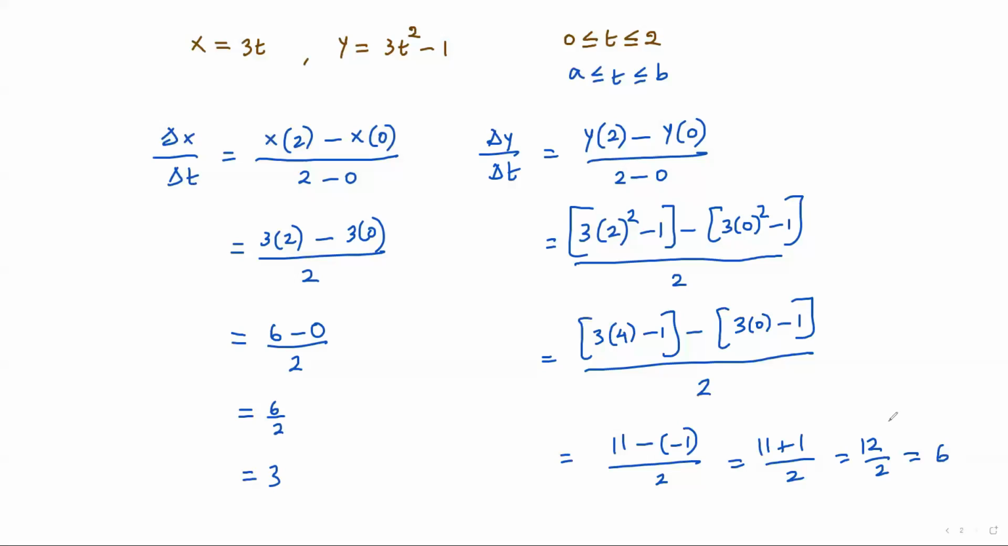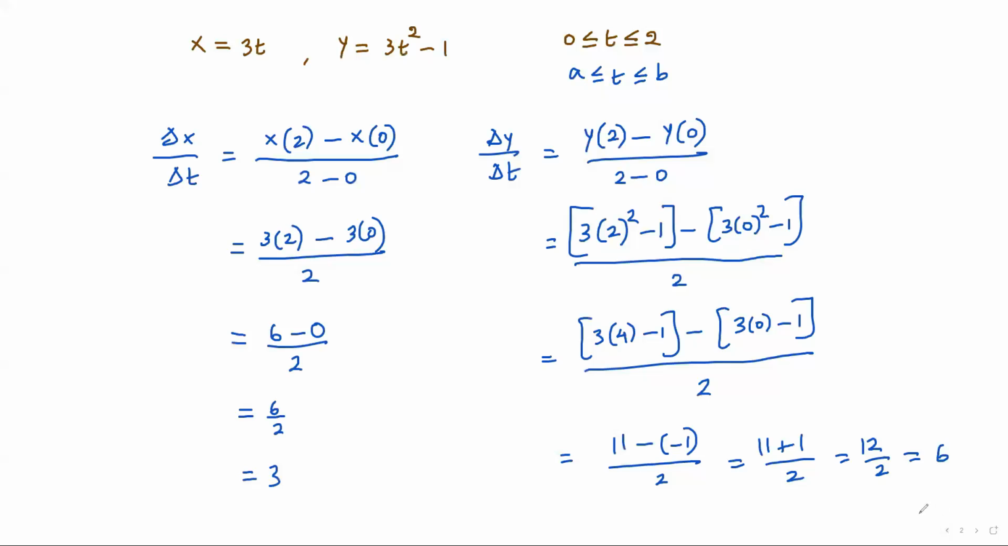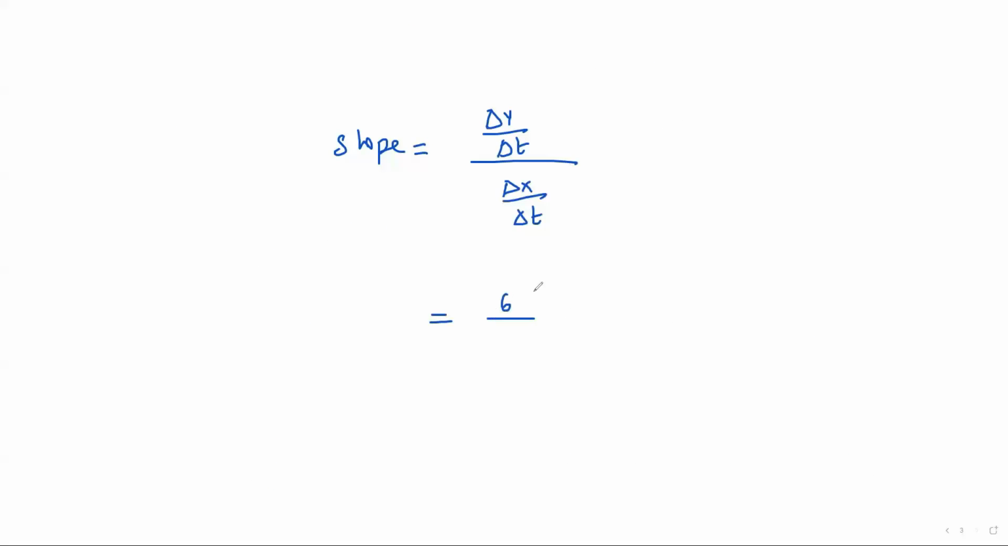Okay, now we have to find the slope of the curve for the given parametric equations. So slope is equal to the average rate of change of y divided by the average rate of change of x. Already we know the average rate of change of y is 6, and the average rate of change of x is 3, so that is 2. So the slope of the graph of the given parametric equations is 2.